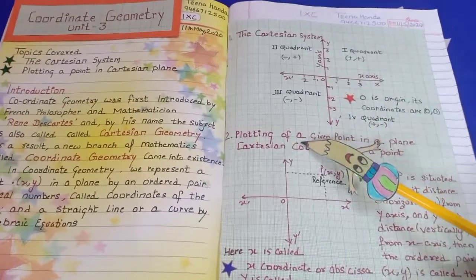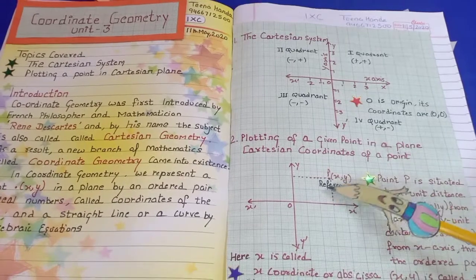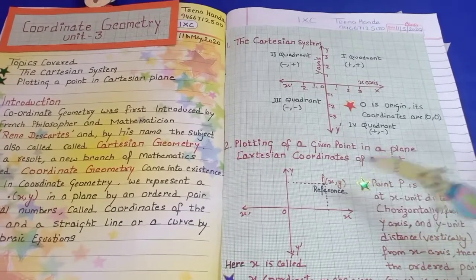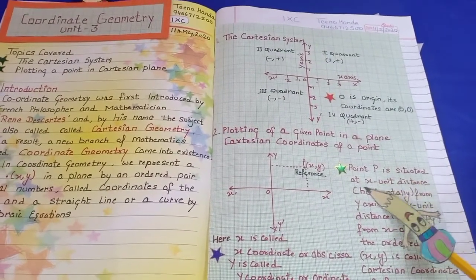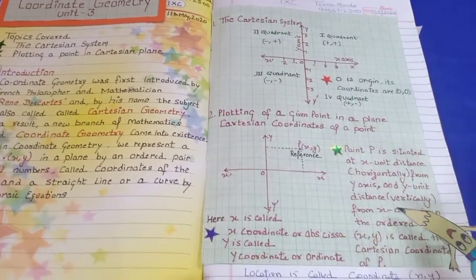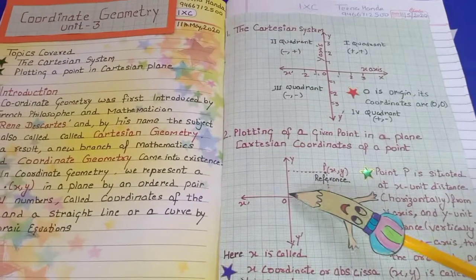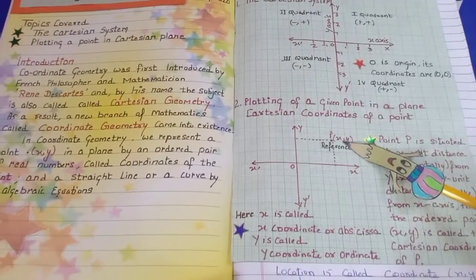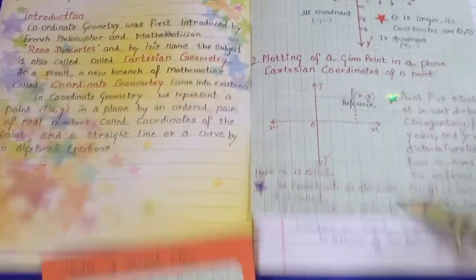Next, come to the second topic, plotting of a given point in a plane, or the Cartesian coordinates of a point. First of all, we need a reference, meaning a reference of the x-axis and a reference of the y-axis. Point P is situated at x units distance horizontally from the y-axis and y units distance from the x-axis, then the ordered pair (x, y) is called the Cartesian coordinates of P. Here we count for the x and here we count for the y. Here x is called the x coordinate or abscissa, and y is called the y coordinate or ordinate.